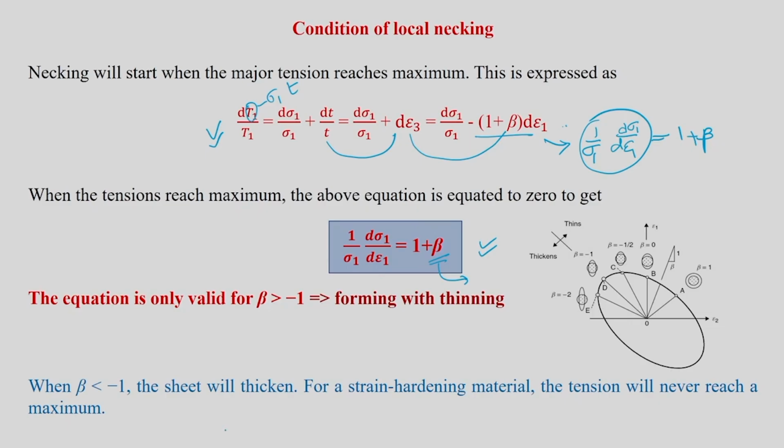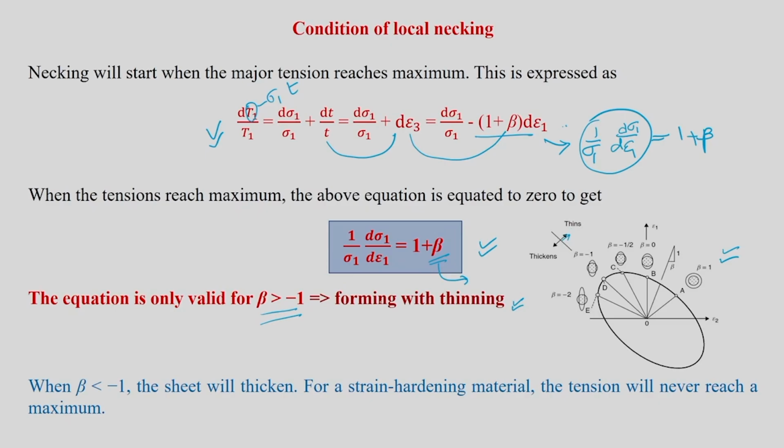It's very important. This equation is valid only for those processes in which beta is going to be greater than minus 1. Why? Because during this process we can expect thinning. So, this diagram you have to refer. Beta is equal to minus 1 to 0 to 1. In all these processes you will get some sort of thinning in the sheet while deforming.